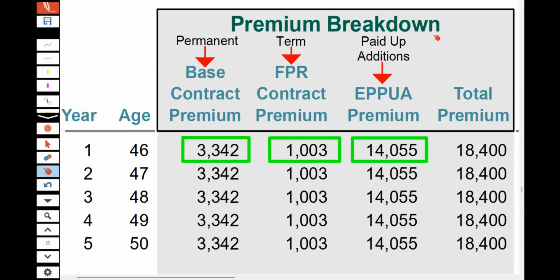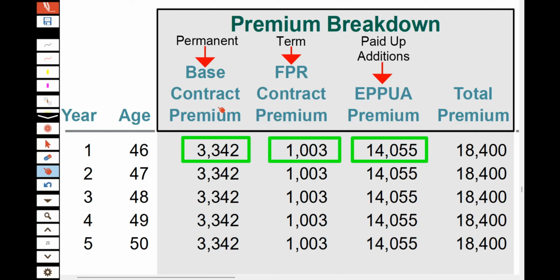This slide is really going to help you understand how the total premium is broken down into three separate categories. So if you look over here to the right, you'll see that the total premium is $18,400 per year. Okay. And that is broken into three separate categories. So let's break down each one of these categories.